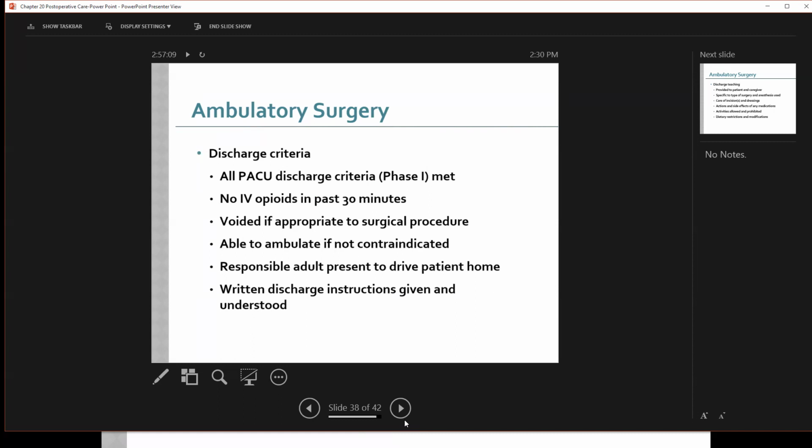However, they will leave the facility in a wheelchair. They cannot drive home, so they must have someone with them who will drive. They must have written discharge instructions, and the nurse must go over them with the patient and whoever brought them or will be caring for the patient at home. And the patient must understand the instructions.